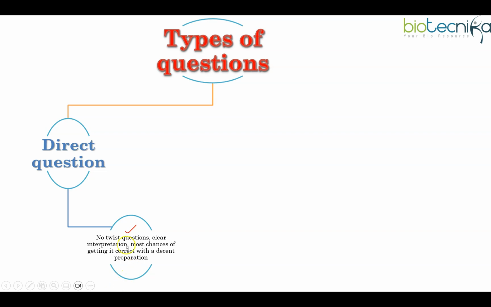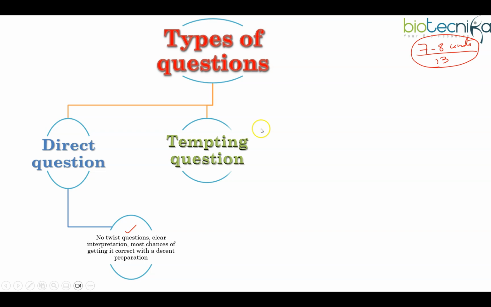Since at Biotechnica we suggest that you study 7 to 8 units out of the 13 in the syllabus to have the most chance of qualifying with the least preparation, you should prepare those minimum 7 to 8 units properly. So out of these direct questions, you attend those from the units which you have studied, and mostly you will be able to attend them without any chance of making a mistake.